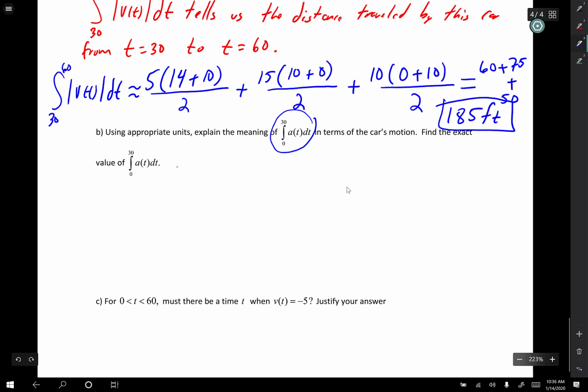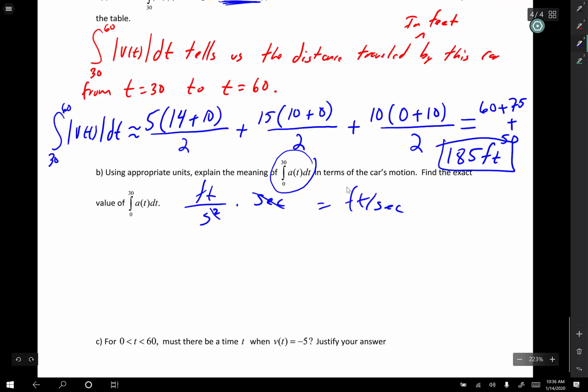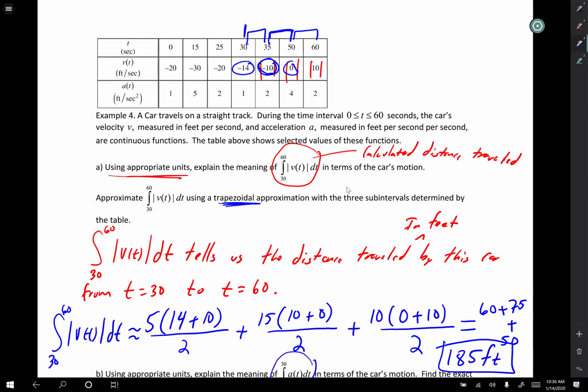Feet per second squared times seconds. One of these seconds cancels out. That gives us feet per second. So it gives us velocity, but it doesn't give us the velocity at 30.